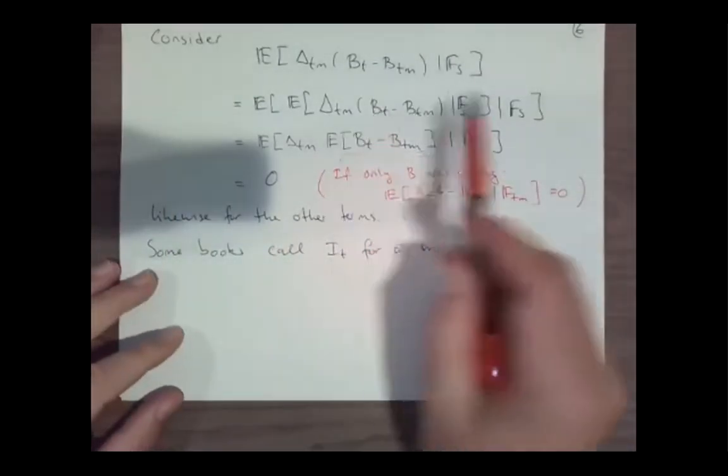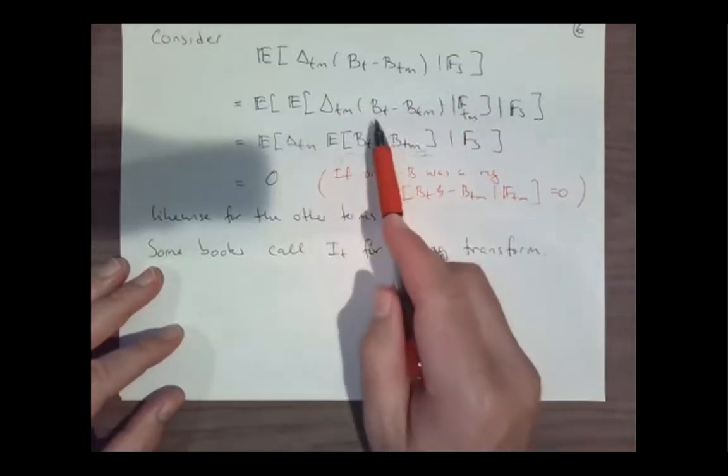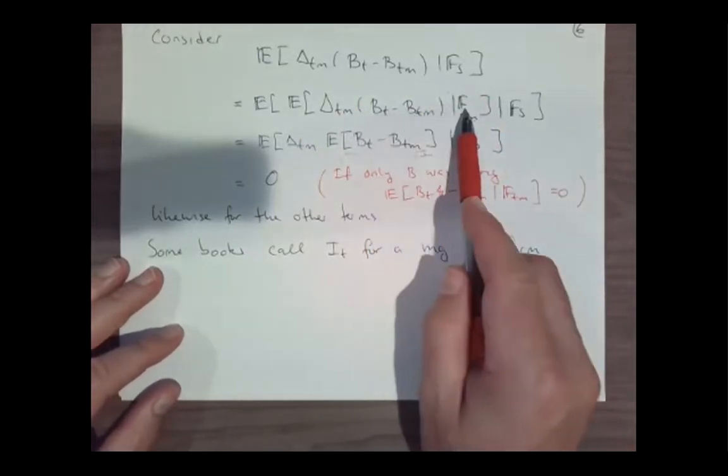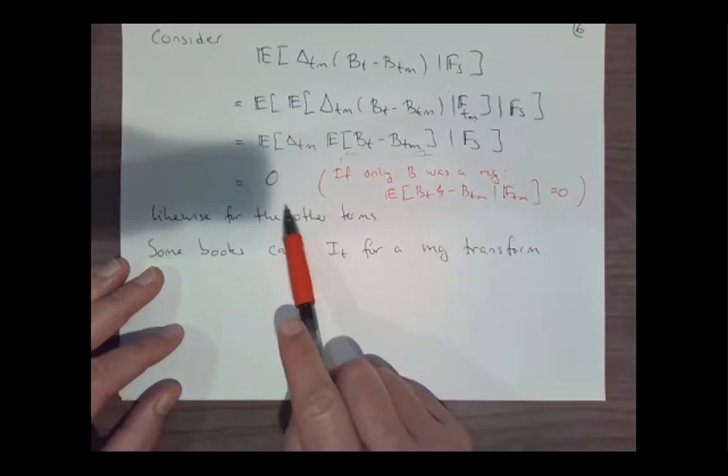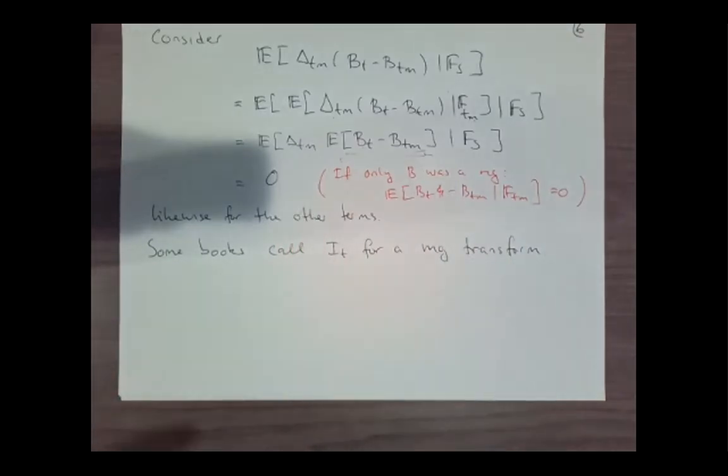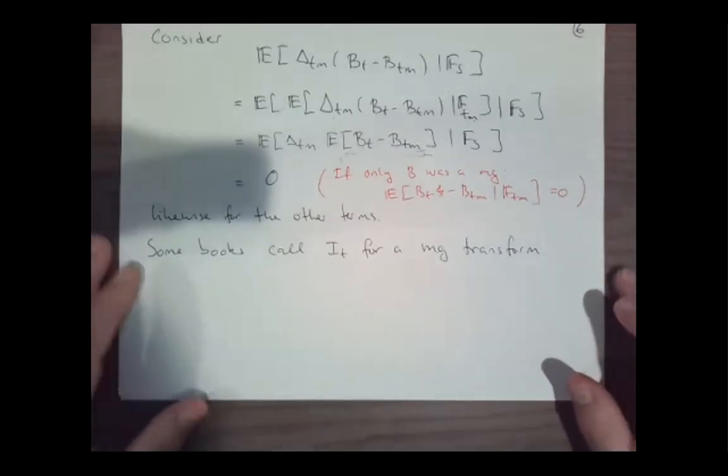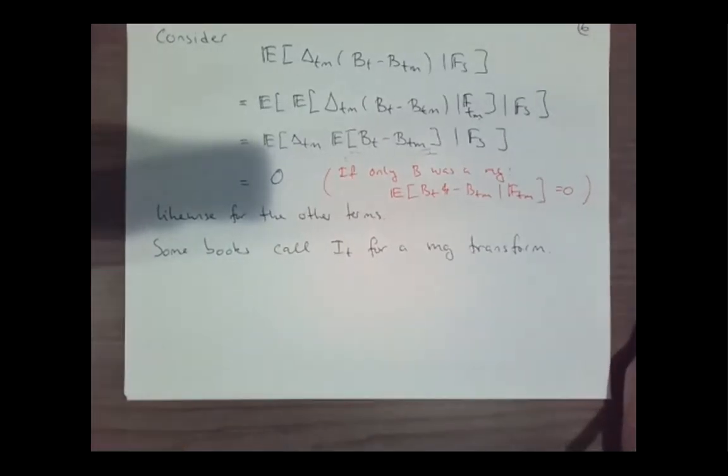Here we're using more properties. We're using that the increments are independent. So that's the martingale transform, the Ito integral for simple or elementary processes.